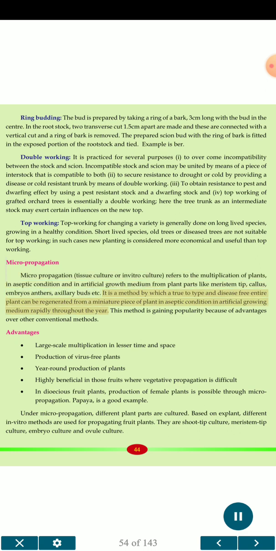It is a method by which a true to type and disease-free entire plant can be regenerated from a miniature piece of plant in aseptic condition in artificial growing medium rapidly throughout the year. This method is gaining popularity because of advantages over other conventional methods.